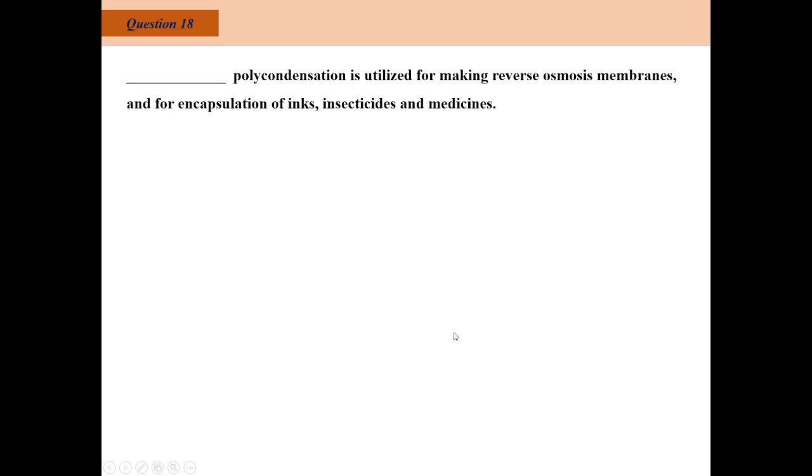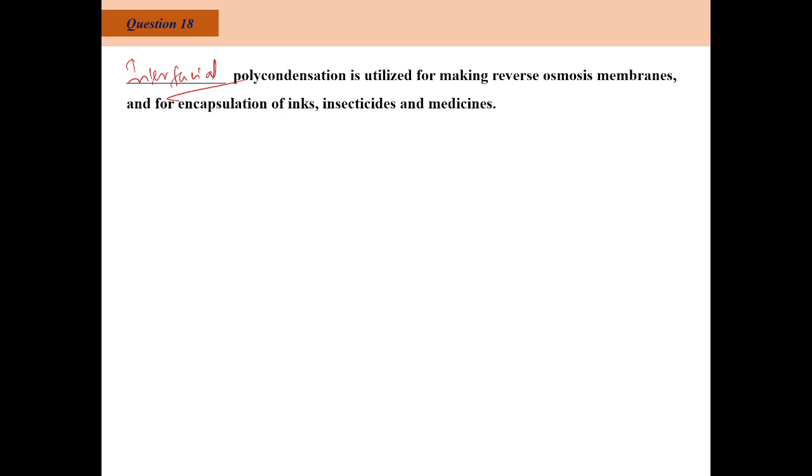The next question: dash polycondensation is utilized for making reverse osmosis membranes and encapsulation of inks, insecticides, and medicines. So which polycondensation technique is generally used in these kinds of applications? Where we talk about reverse osmosis, which one do you think it should be? I think it is interfacial. Yes, definitely, it is interfacial polycondensation that is generally used for making reverse osmosis membranes, insecticides and medicines. So this is the answer.